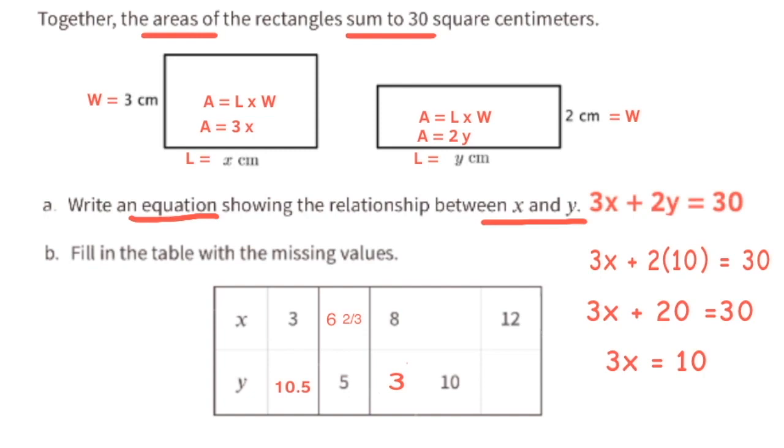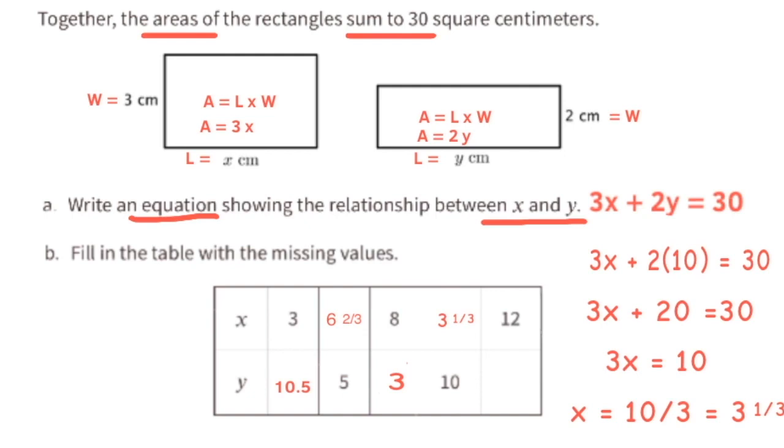Since we're solving for x, we'll have to divide both sides by 3. 3x divided by 3 equals 1x or x, and 10 divided by 3 equals 10/3 or 3 1/3, which is also 3.3 repeating. So when the value for y is 10, the value for x is 3 1/3.